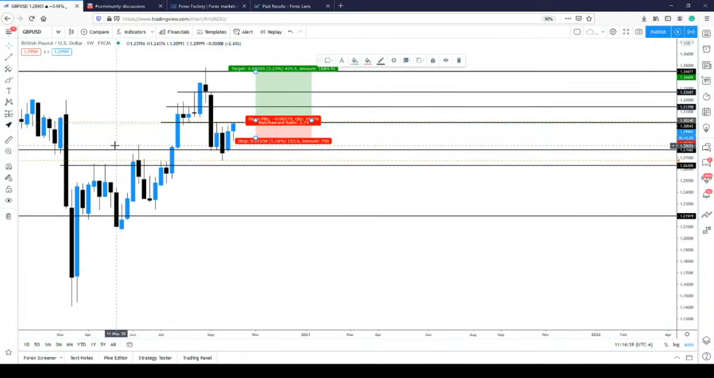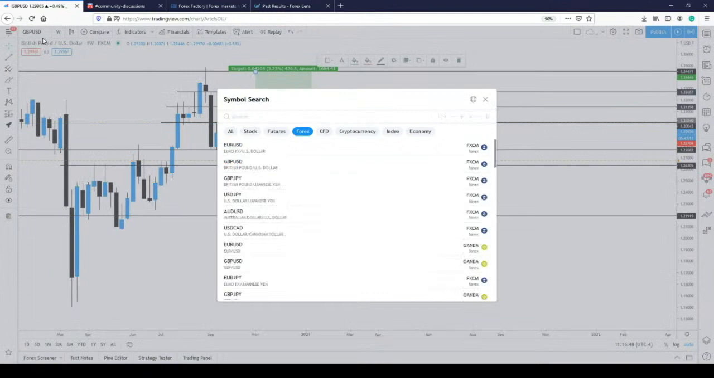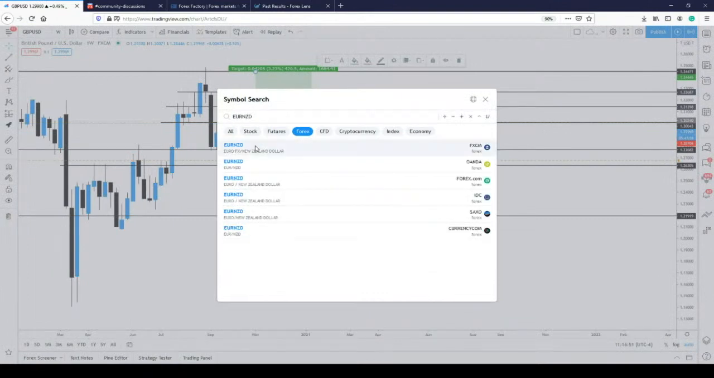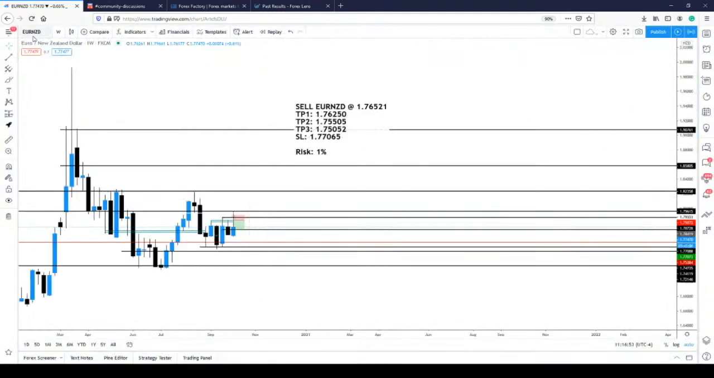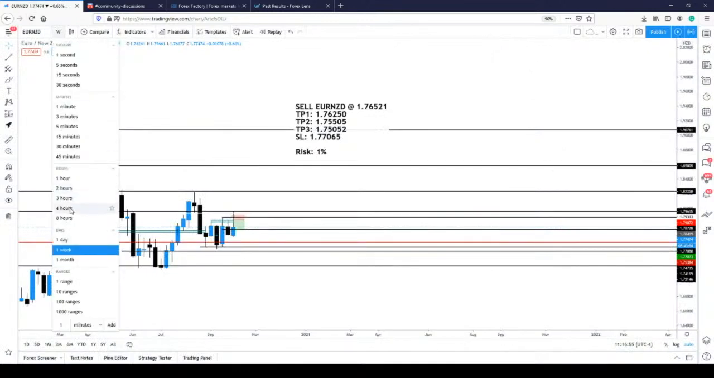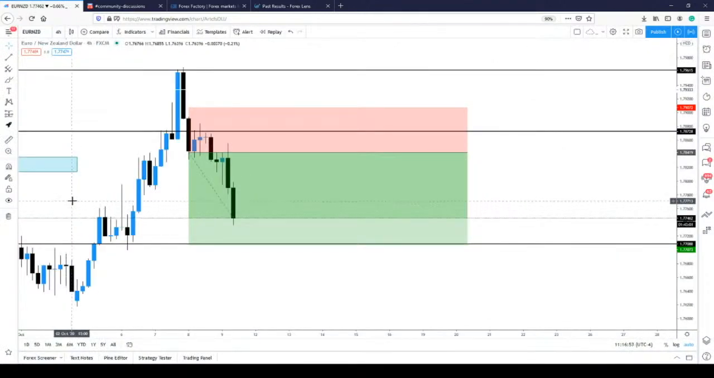So because we didn't get entry into these trades, we had to shift our focus into the minors. And the majors usually dictate where the minors go. Some of the minors were choppy, but we were able to get something. If you look at one of the first trades we took, it was Euro NZD. Now this trade took forever to play out, but it finally did in our favor, and that's all that matters.